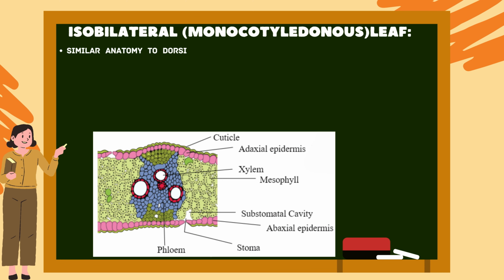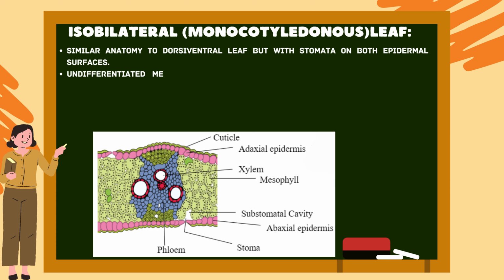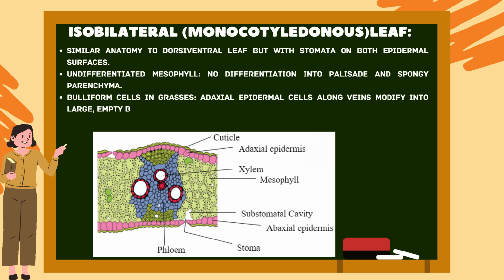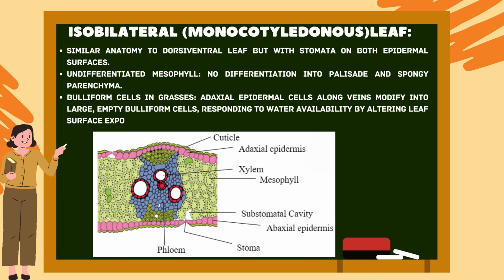Isobilateral leaf. Similar anatomy to dorsiventral leaf, but with stomata on both epidermal surfaces. Undifferentiated mesophyll, no differentiation into palisade and spongy parenchyma. Parallel venation, veins run parallel in monocot leaves. Bulliform cells in grasses, adaxial epidermal cells along the veins modify into large empty bulliform cells, responding to water availability by altering leaf surface exposure.